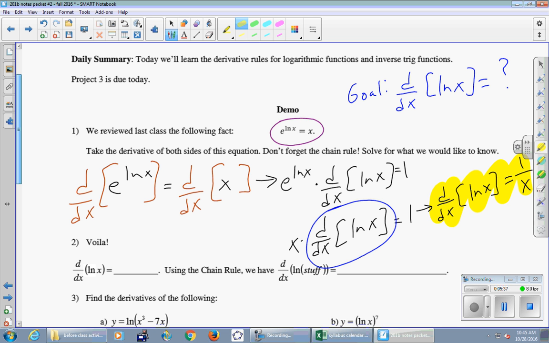So we were trying to figure out what the derivative of ln of x is. And so we solved this equation for that thing that's circled. The only thing that's in the way is this x. So we move it to the other side by dividing both sides by x. So it just goes away on the left and becomes 1 over x on the right. And so then we'll fill in our blank here in number 2, derivative of ln of x, 1 over x, brand new formula.